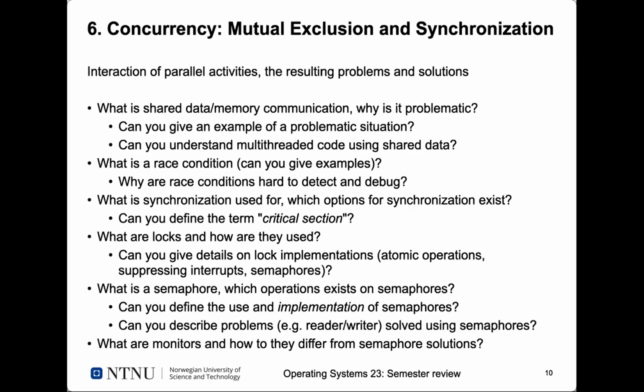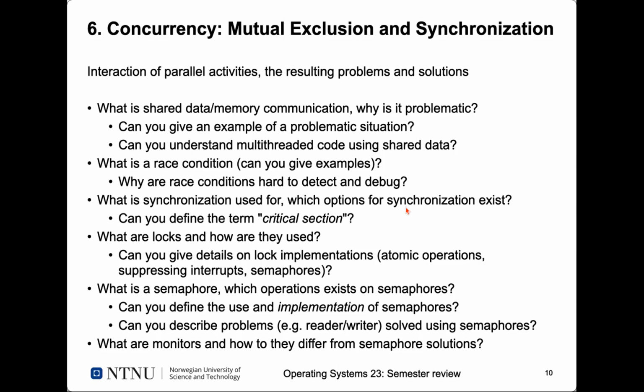Then we talk quite a bit about concurrency. So how do I actually get a set of processes to interact? So we've talked about mutual exclusion and synchronization, the interaction of parallel activities, and the problems and possible solutions. So you should know about what shared data or shared memory communication is, why it is problematic. You should be able to give an example of a situation that can cause a problem.